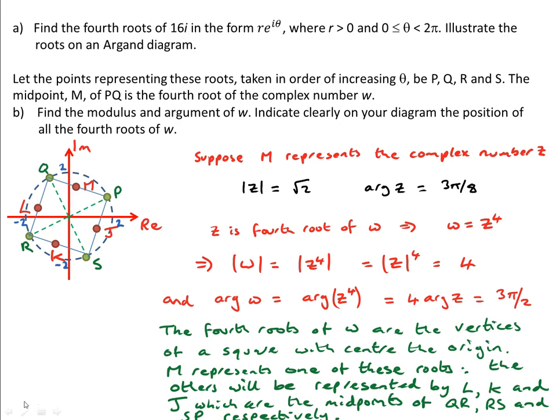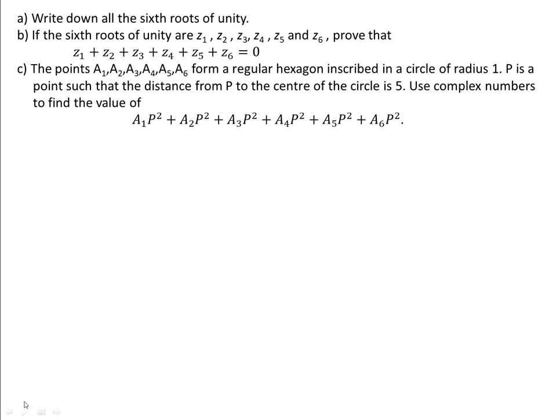Okay, let's move on to a second example then. First of all, I've got to write down all the sixth roots of unity. Remember, unity just means 1. We've then got to show that if the sixth roots of unity are Z1, Z2, Z3, Z4, Z5 and Z6, then the sum of those numbers is equal to 0.